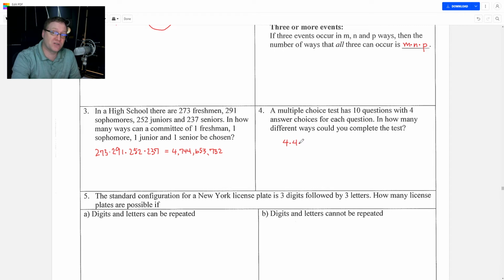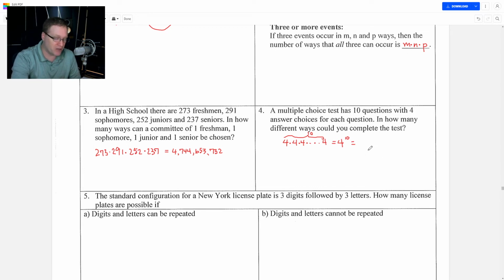How many different answers could we have for the third question? 4. And we keep doing this over and over, and we're going to end up with 4 times 4 times 4 times 4. How many times? 10 times, because there are 10 questions, and every one of them has 4 different choices. So what's another way we can write this? 4 to the 10th power, all right? So 4 to the 10th power is going to be the number of ways we could do this.